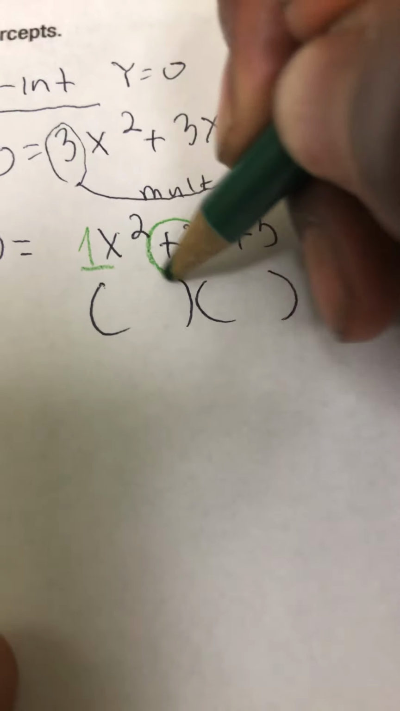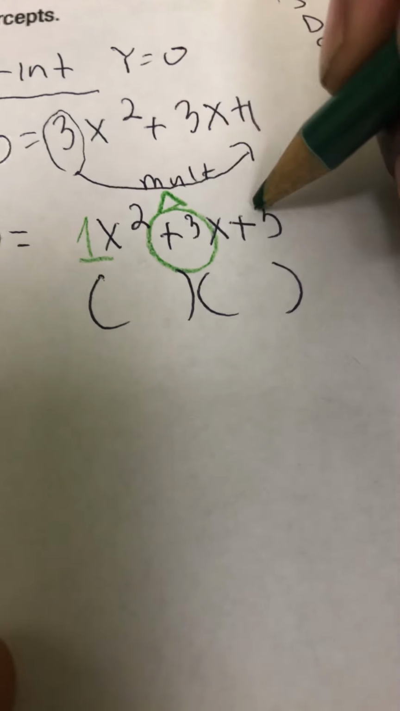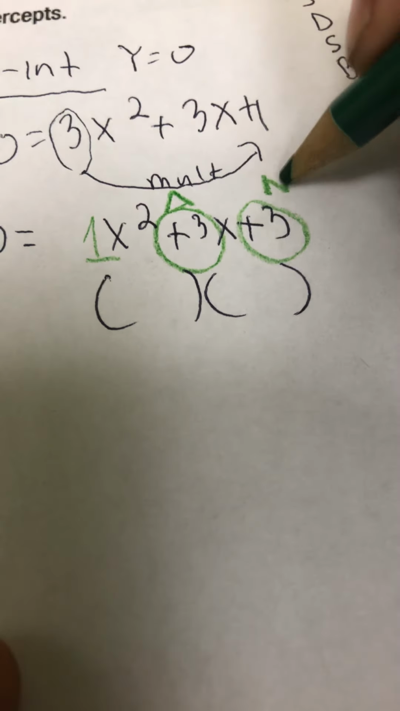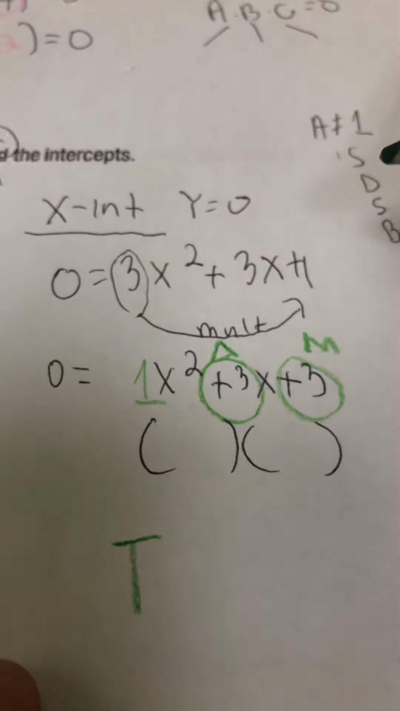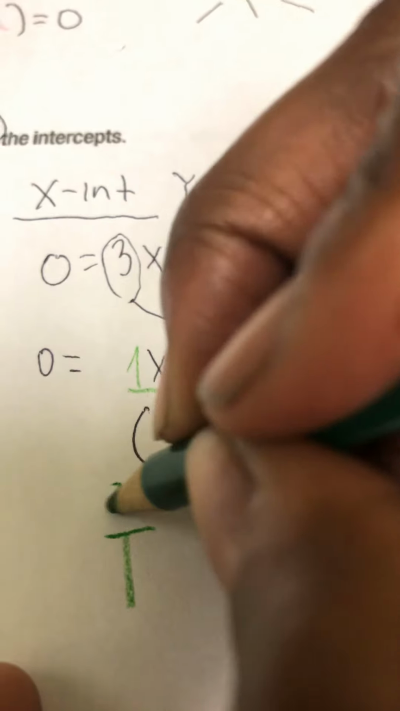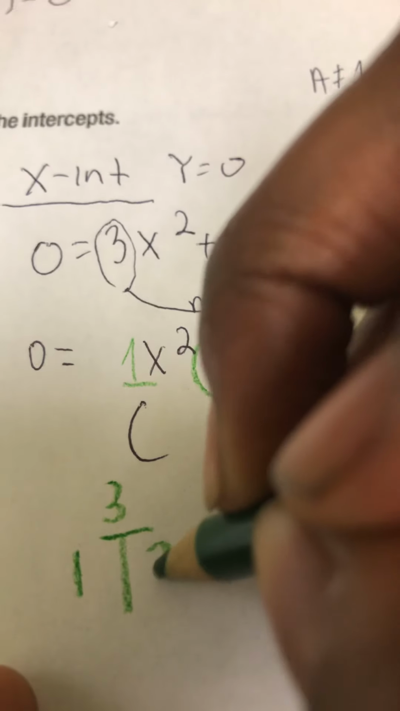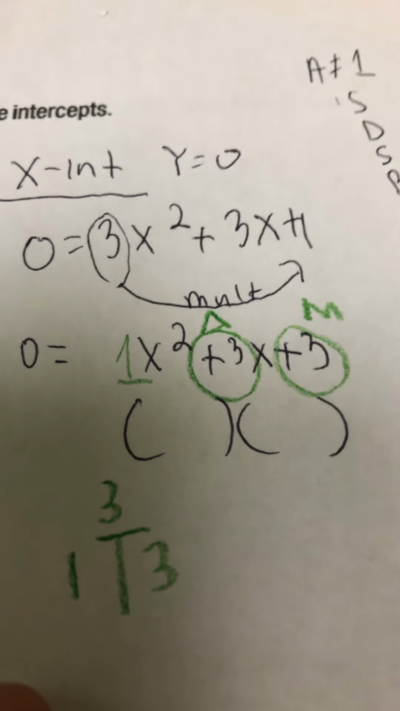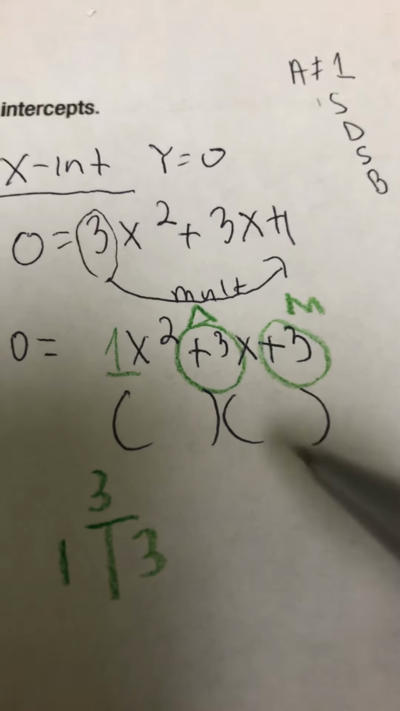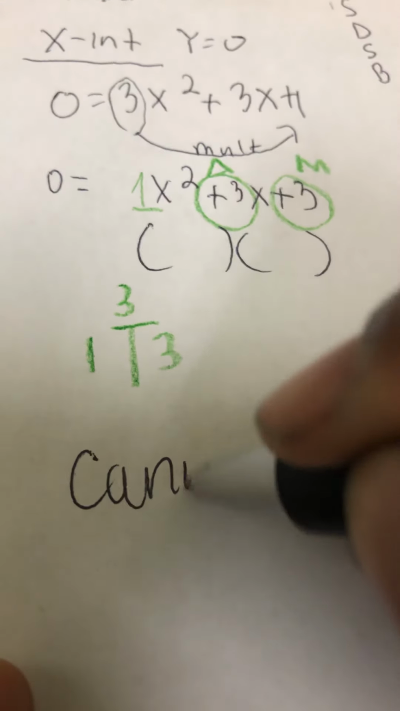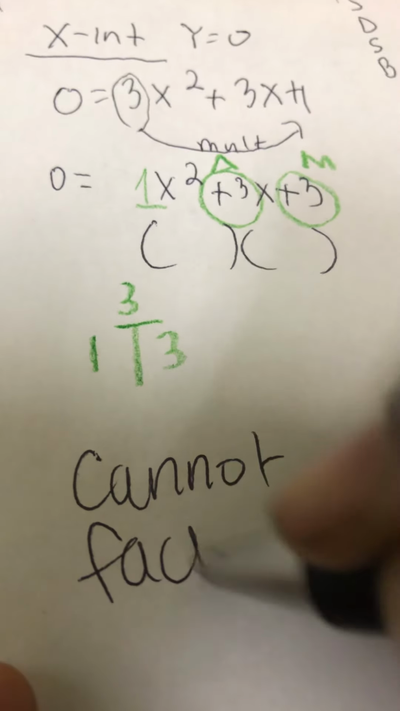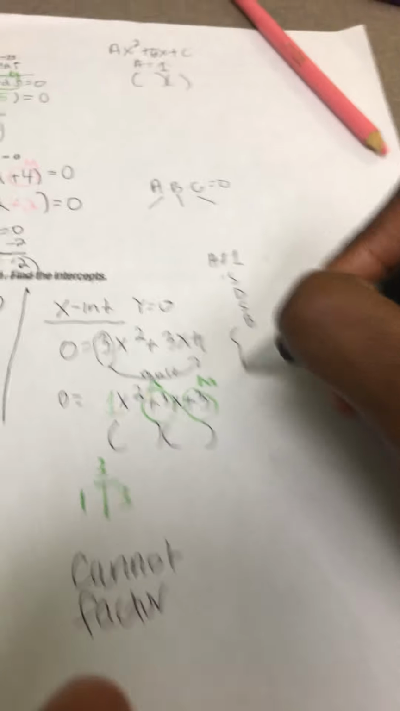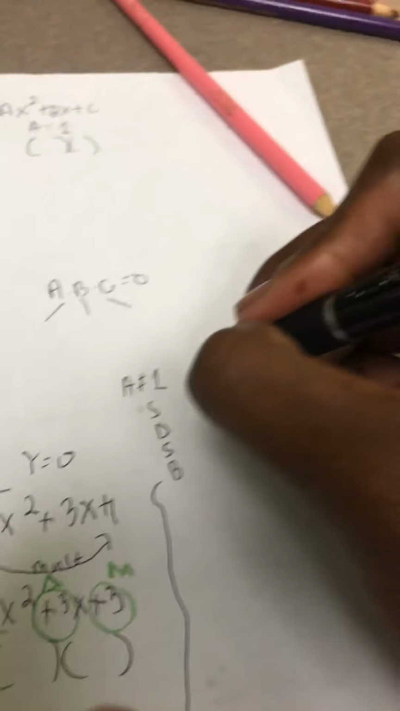We want to know what adds to give us positive 3 and multiplies to give us 3. If you don't know, you can make a multiplication chart with your multiplication number, which is 3. And the only thing that multiplies would be a 1 and a 3. And those don't add to give us 3. So here you can write that you cannot factor it if you want, or you can go for the extra credit, okay?